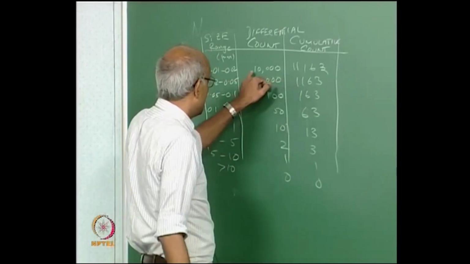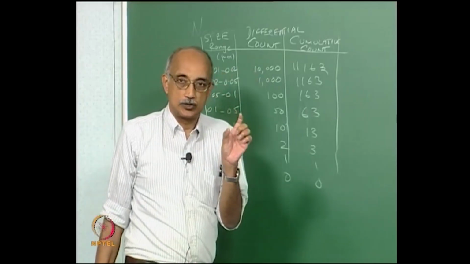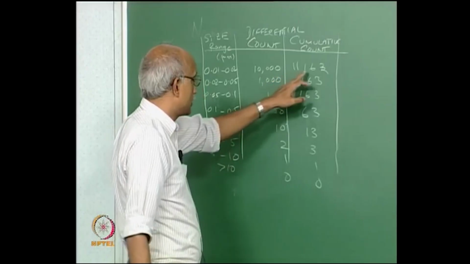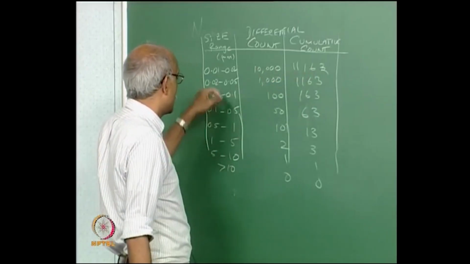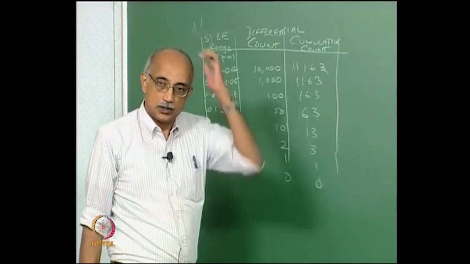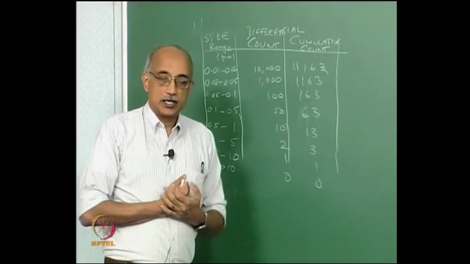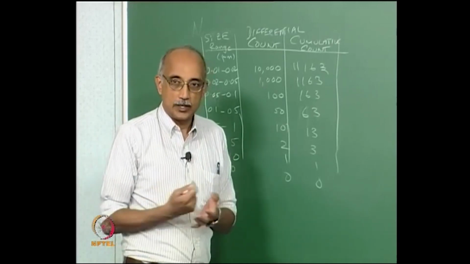So, 10,000 is the number of particles that are in this size range of 0.01 to 0.02 microns. 11,163 is the total number of particles that are larger than 0.01 microns. So, that is a way to interpret the data. So, what do you typically do with this kind of data? You graph it and you look at it.